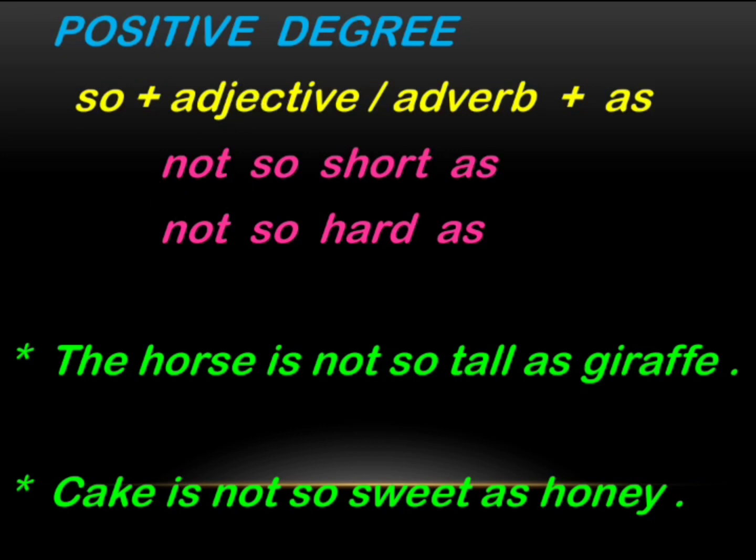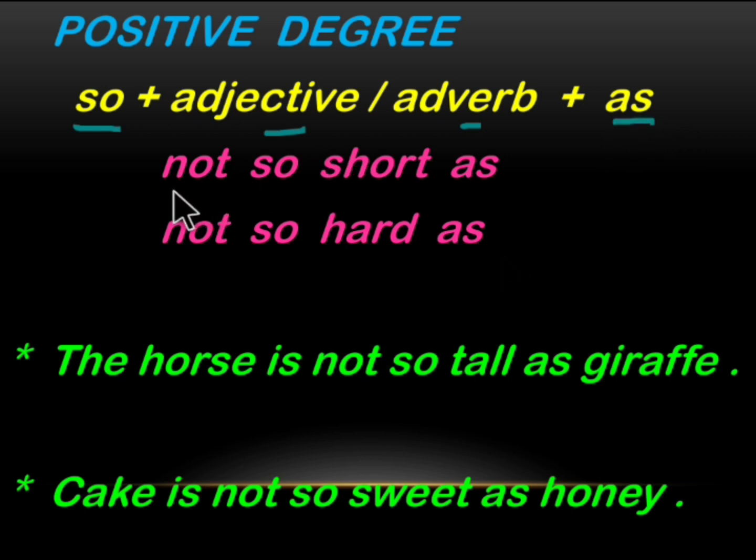Next, in the positive degree, if the sentence is negative, we have already learnt about negative sentences. A negative sentence is a sentence which has a negative word. The negative words like not, no, never, all these are negative words. If a sentence has a negative word, we use so. So if the sentence is positive, we use as adjective as. If the sentence is negative, we use so plus adjective or adverb plus as.